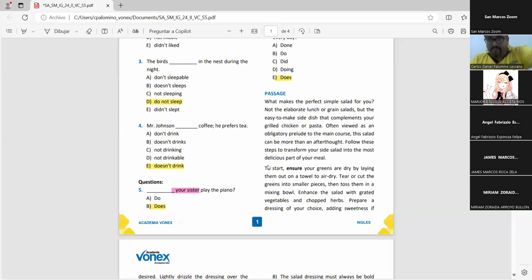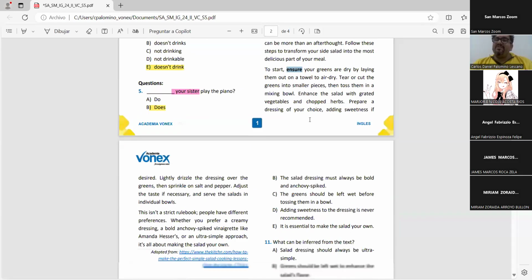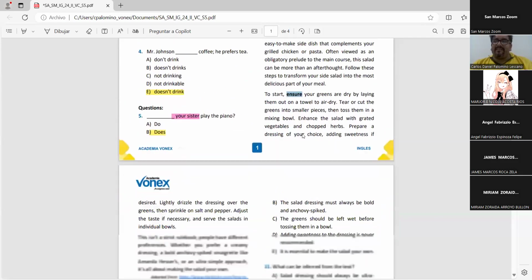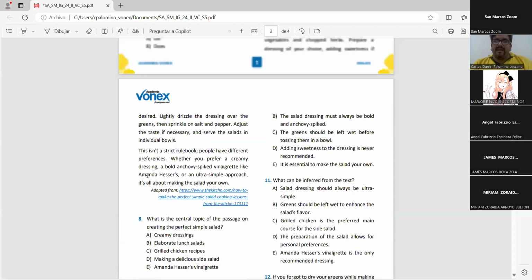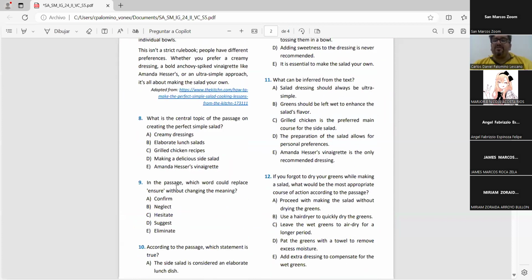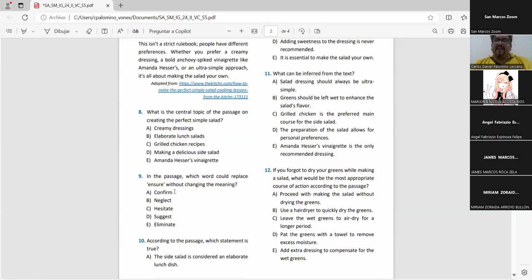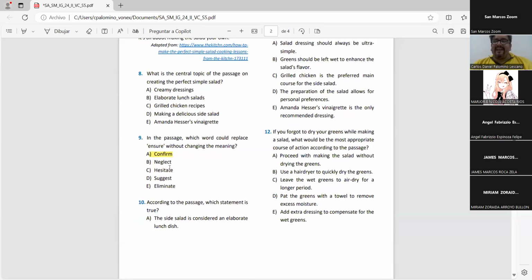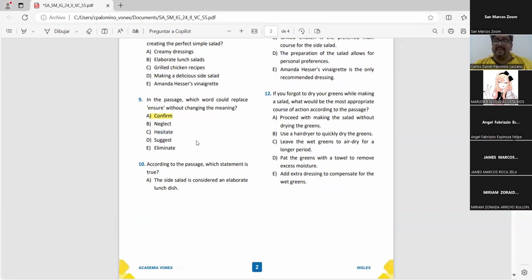Ensalada de plato fuerte o ensalada de acompañamiento. El texto me habla de side salads. Esa se le llama ensalada de guarnición, ¿verdad? La palabra ensure means asegurar. Por ende, si ensure es asegurar, podemos hacer la pregunta 9. In the passage, which word could replace ensure without changing the meaning? ¿Cuál sería? La única que es positiva. Confirmar. Porque la palabra neglect es negar. Hesitate es dudar, dubitativo. Apunta eso que puede venir. Suggest and eliminate, ¿no?